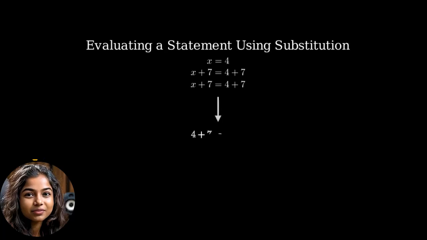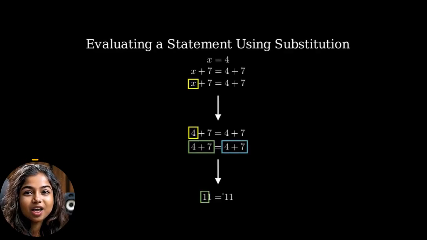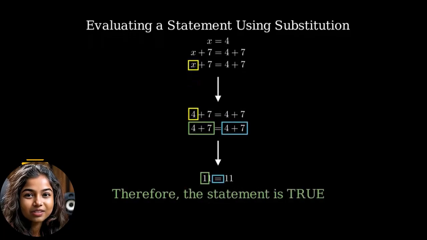Since we know x equals 4, we can substitute 4 wherever we see x in the equation. Now, let's simplify both sides of the equation. On the left side, 4 plus 7 equals 11. And on the right side, 4 plus 7 also equals 11. Since we got 11 equals 11, which is a true statement, we can conclude that the original statement is true.